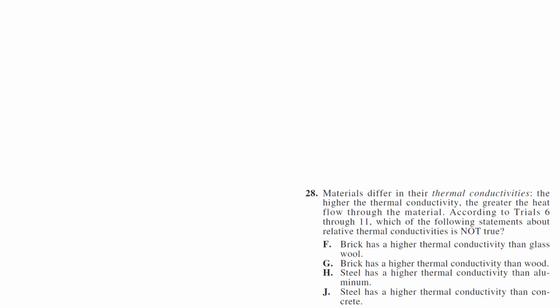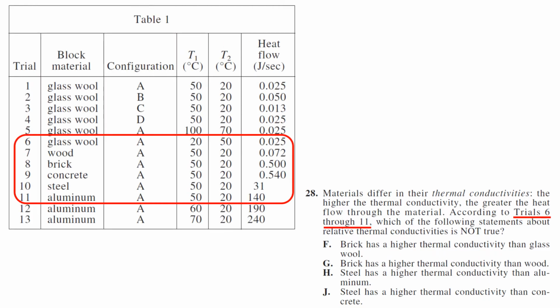Number 28, we're looking at trials 6 through 11. And it says materials differ in thermal conductivities. The higher the thermal conductivity, the greater the heat flow. So we're looking at heat flow and thermal conductivity and heat flow equate with each other. As one goes up, the other goes up, so they're proportional. Which of the following statements is not true? Okay, so let's just break them down.